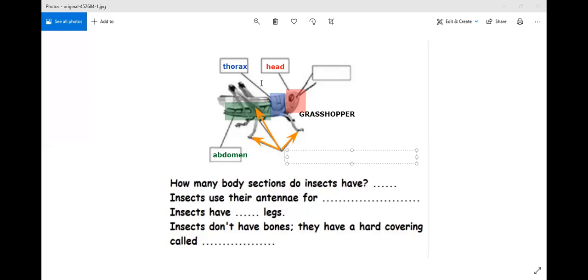Insects have 3 of them on each side, so 6 in total. Noor, what are these? Can you see the screen? Okay, so what are these? 1, 2, 3, and from the other side, 1, 2, 3. So 6 in total. What are these? Easy.